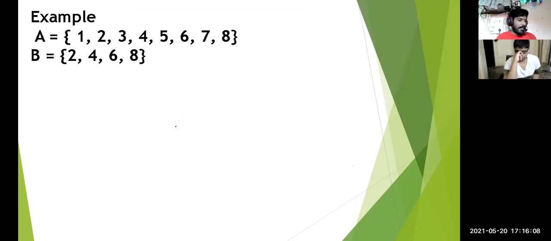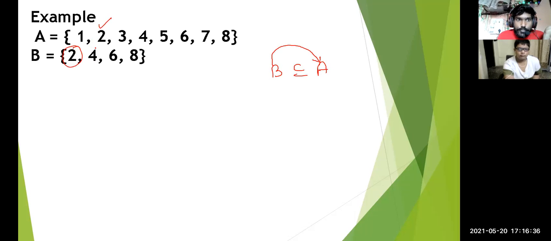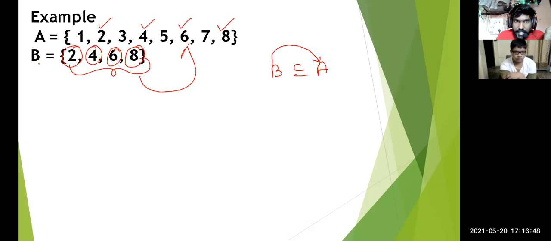See set A: 1, 2, 3, 4, 5, 6, 7, 8. And look at set B: 2, 4, 6, 8. Now try to remember the statement: if B is a subset of A, then every element of B should be inside A. So 2, is it inside A? Yes. 4? Yes. 6 is also inside A, and 8 is also inside A. So all the elements of set B are inside A.